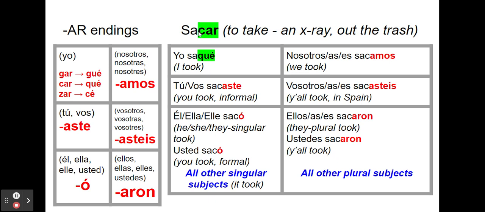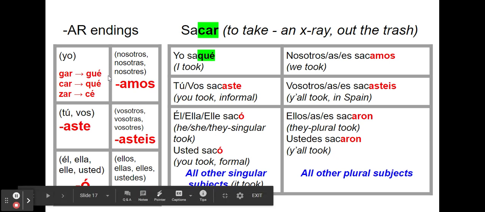I hope you guys are seeing that it really is only special in the yo form. And then after that, all you have to do is take off the AR and add the endings that are in the chart.